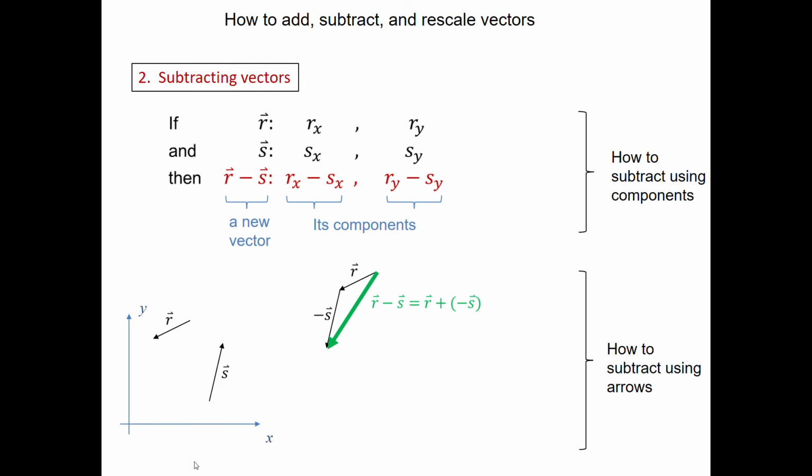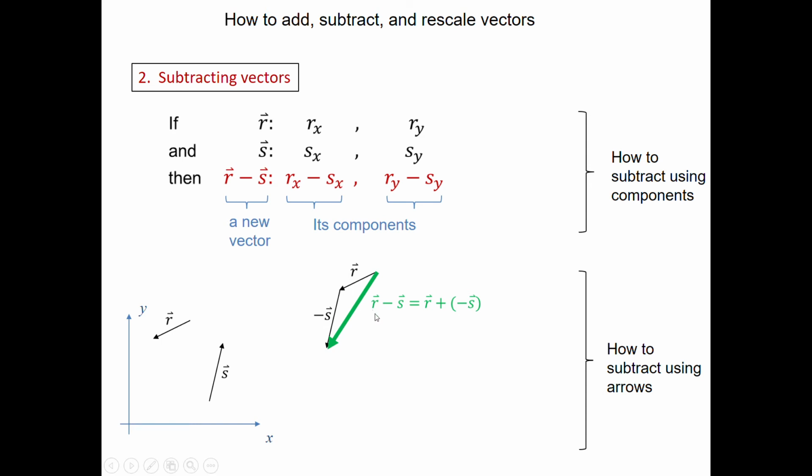So if I want to draw a picture of minus s, and we'll make more sense out of this when we talk about scalar multiplication. But if this is a picture of s, this is a picture of minus s. So what I've done is taken the vector r, redrawn it over here, and drawn the vector minus s with its tail to r's tip. So it's the tip to tail method.